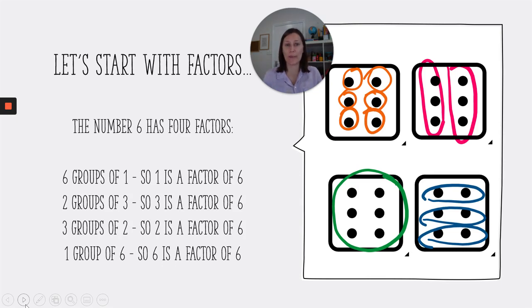So I can break the number 6 up into groups of 1 and groups of 6, 6 groups of 1 or 1 group of 6. I can also break it up into groups of 2 and 3. I can have 3 groups of 2 or 2 groups of 3. And that means that this number has those 4 different factors. Okay, so now you know what a factor is. It means, can we divide the number up neatly with none left over by another number.